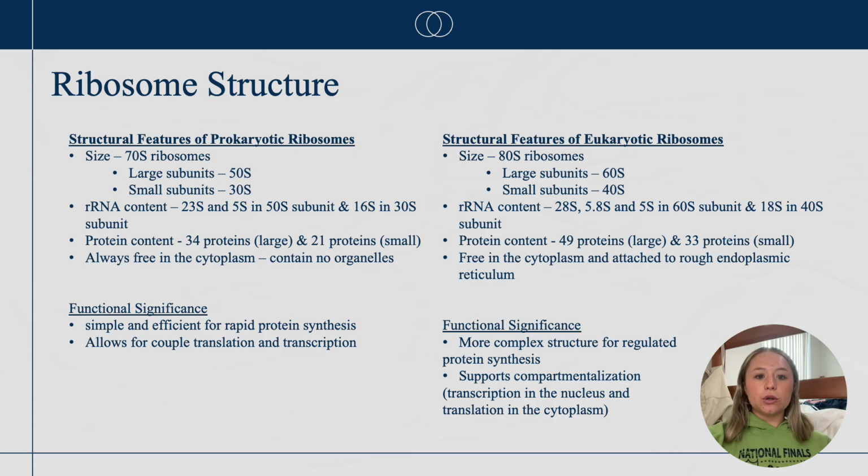Now on to ribosome structure. Beginning with structural features of prokaryotic ribosomes. Prokaryotic ribosomes, their size is 70S, composed of large and small subunits. Large subunits are 50S and smaller ones are 30S. rRNA content in prokaryotic ribosomes is 23S and 5S in the 50S subunit, and 16S in the 30S. Protein content, there are 34 proteins in the large subunit and 21 proteins in the smaller subunit.